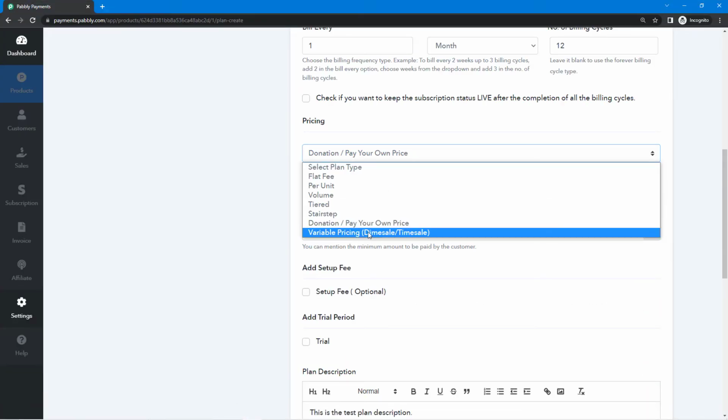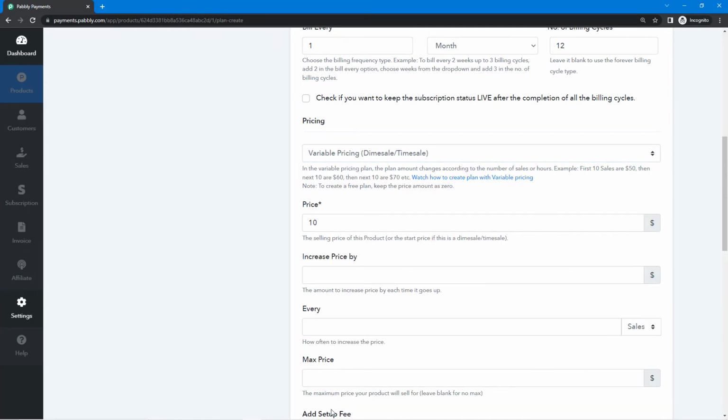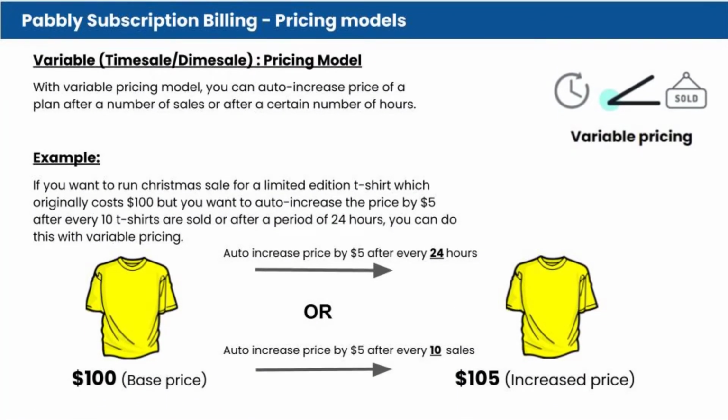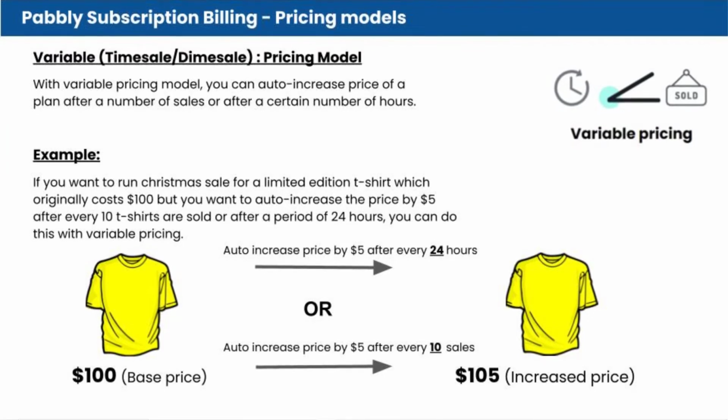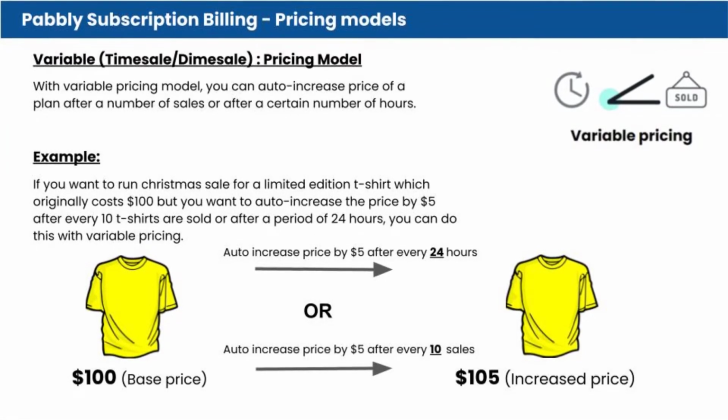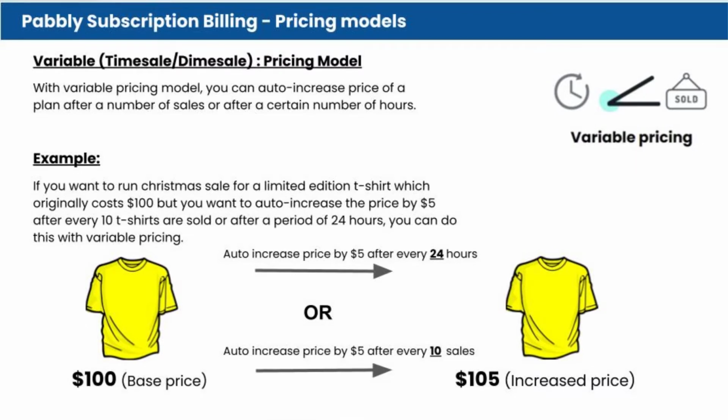Now at last, we're going to talk about the variable pricing model here. In the variable pricing model, we can auto-increase the price of a product after a number of sales or after a certain number of hours.